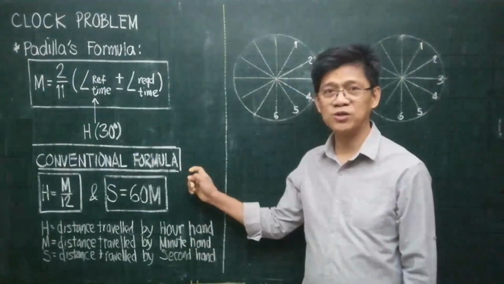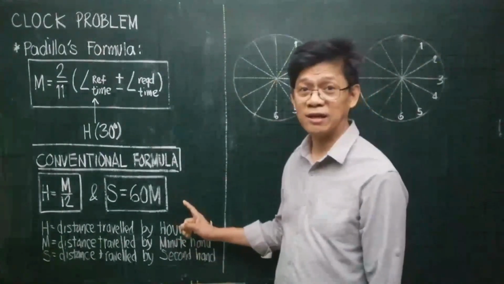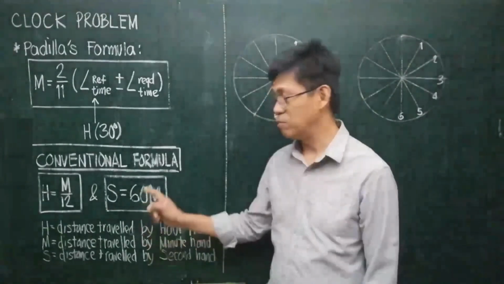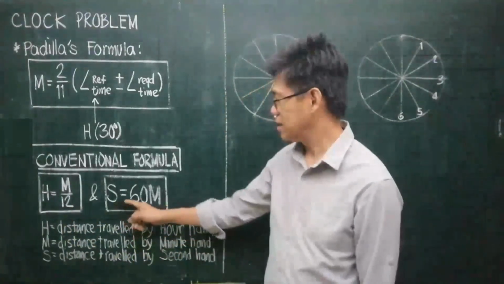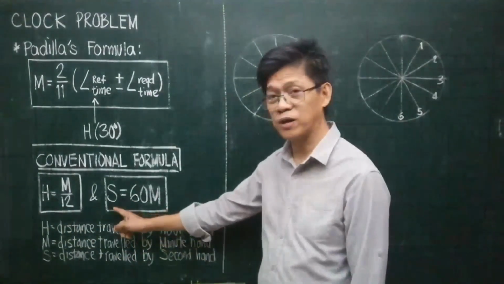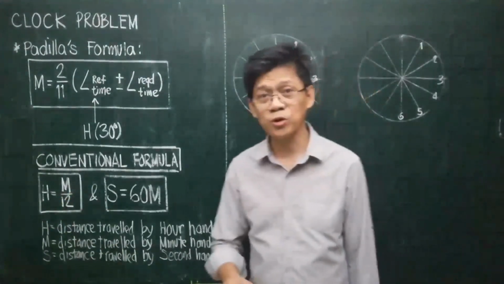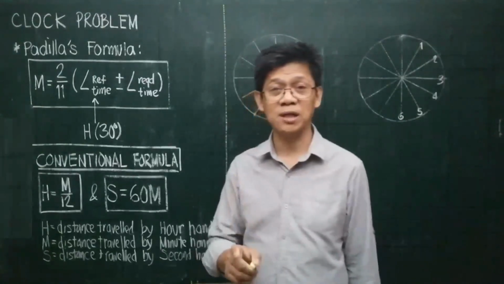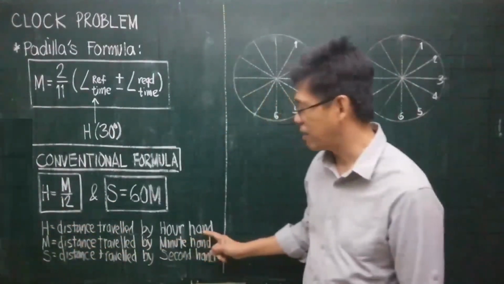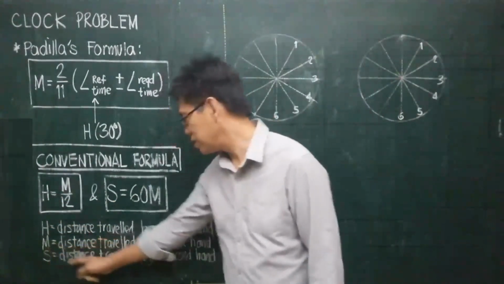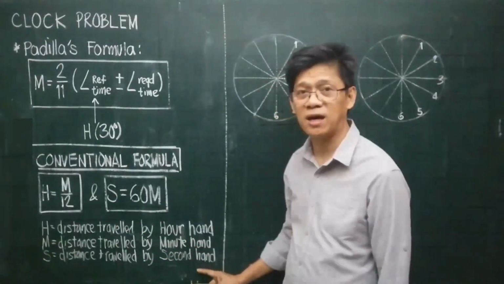You will see this conventional formula for clock problems in books. Iba lang siguro yung letter, pero basically, the form is the same. So, H is M over 12, and S is 60M. The objective is to convert S into M, and H into M, and solve for M. As I have told you, M is the minutes in the required time. H here is the distance traveled by the hour hand, M is the distance traveled by the minute hand, while S is the distance traveled by the second hand.